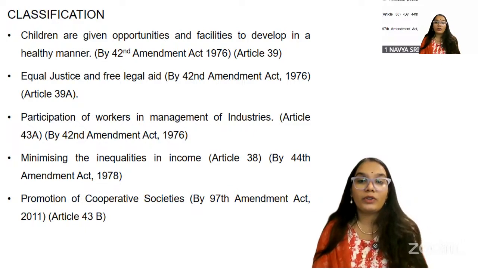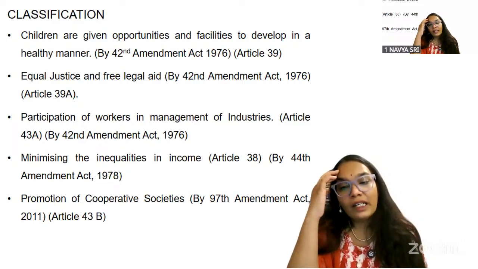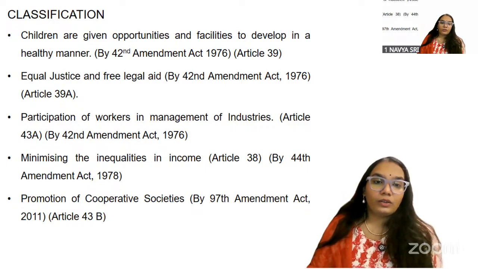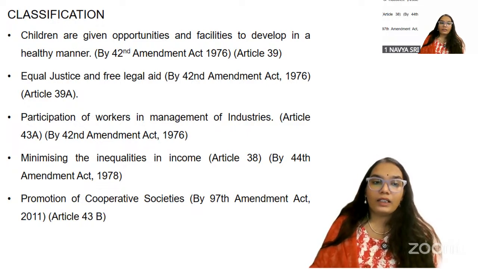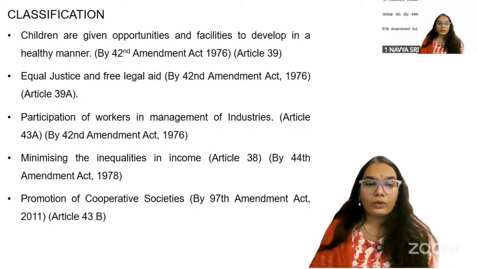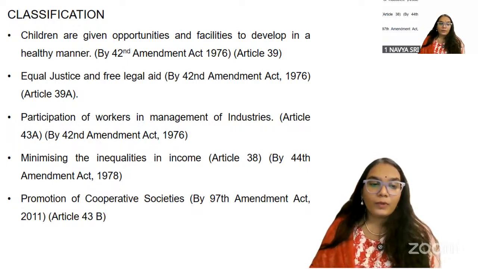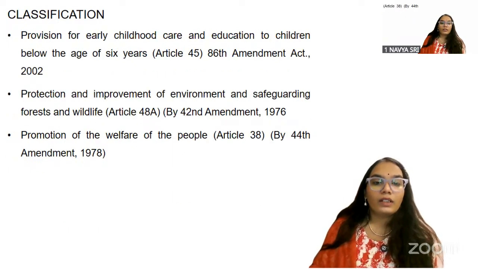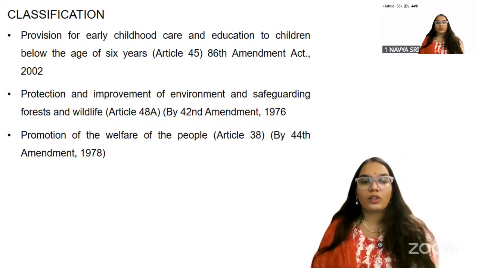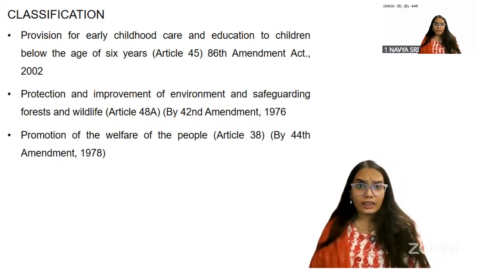Then children are given opportunities and facilities to develop in a healthy manner. This was also added by the 42nd Amendment Act, equal justice and free legal aid, and participation of workers in management of industries, also the 42nd Act. Then 44th, minimizing the inequalities in income. Then promotion of cooperative societies, another important one, 97th Amendment Act, Article 43B. Then provision for early childhood care and education to the children below 6 and 14, 86th Amendment Act.